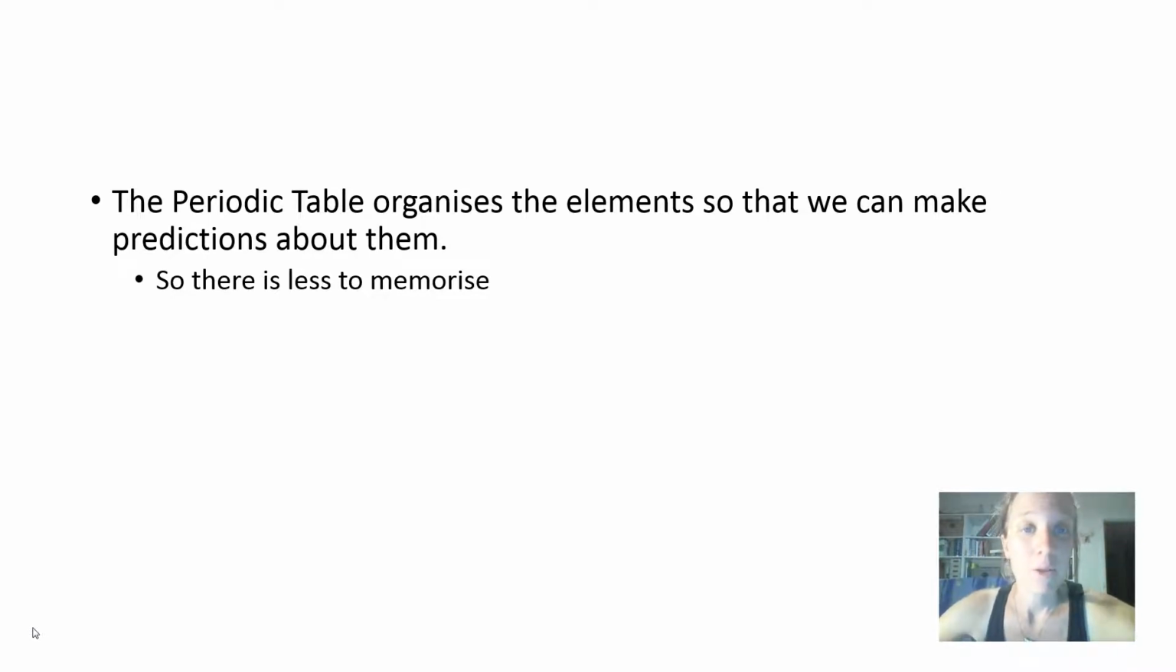All right, the periodic table organizes our elements so that we can make predictions about them. This means that there's much less to memorize. Before the periodic table was developed by Mendeleev, the only way to study chemistry was to study all of the known facts about all of the known elements and commit them to memory. There seemed to be no pattern, no rhyme or reason, and it was extremely difficult to make predictions. So the periodic table means that we can learn a few trends and rules and general relationships, and that means that we can memorize less because we can predict more.